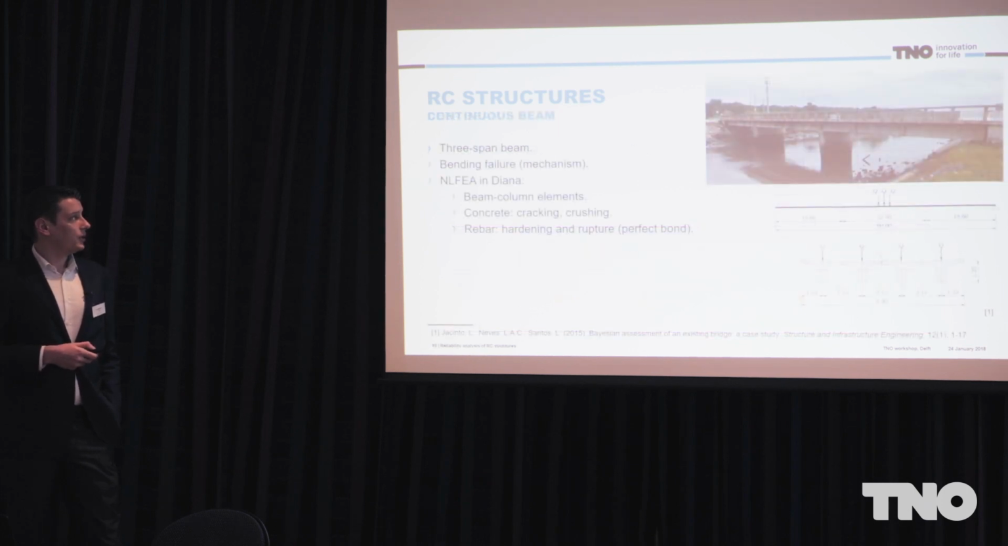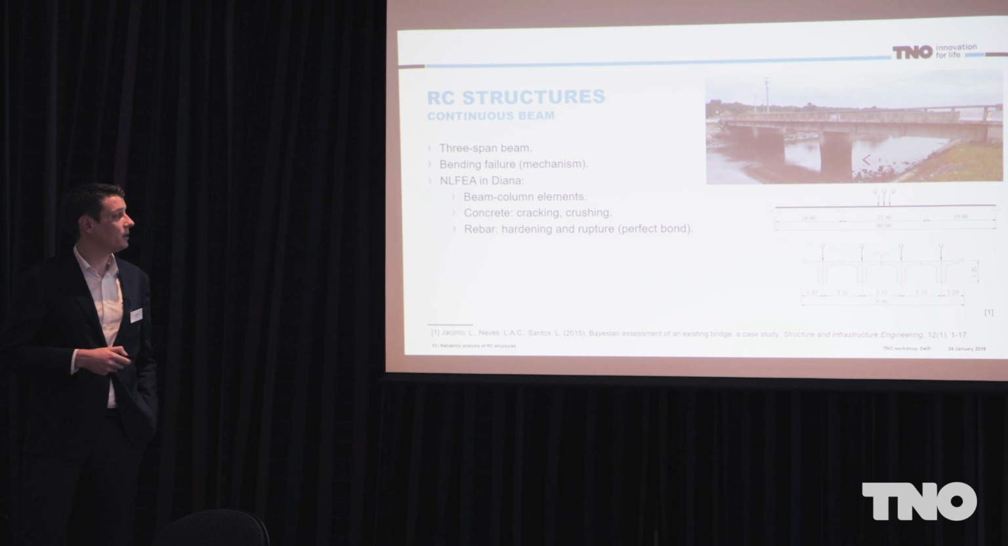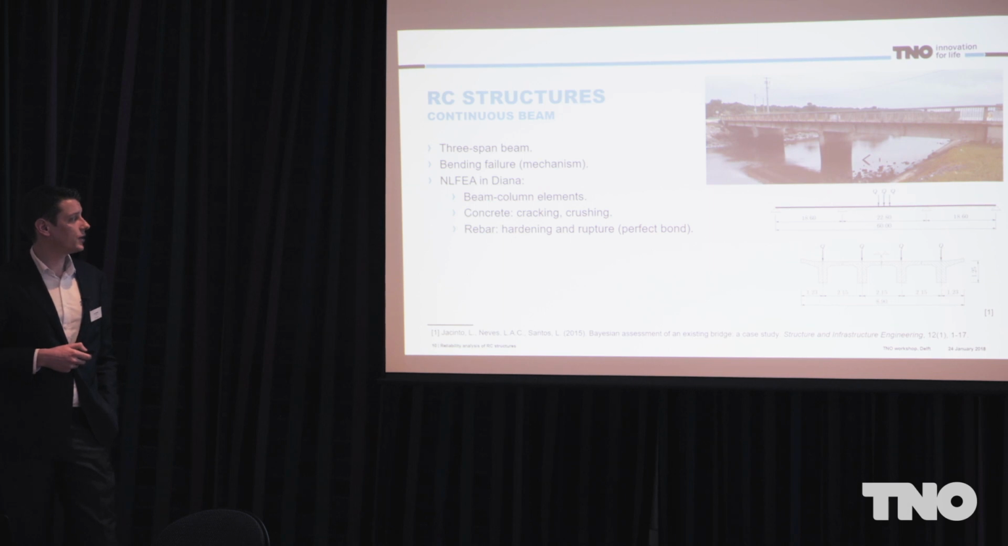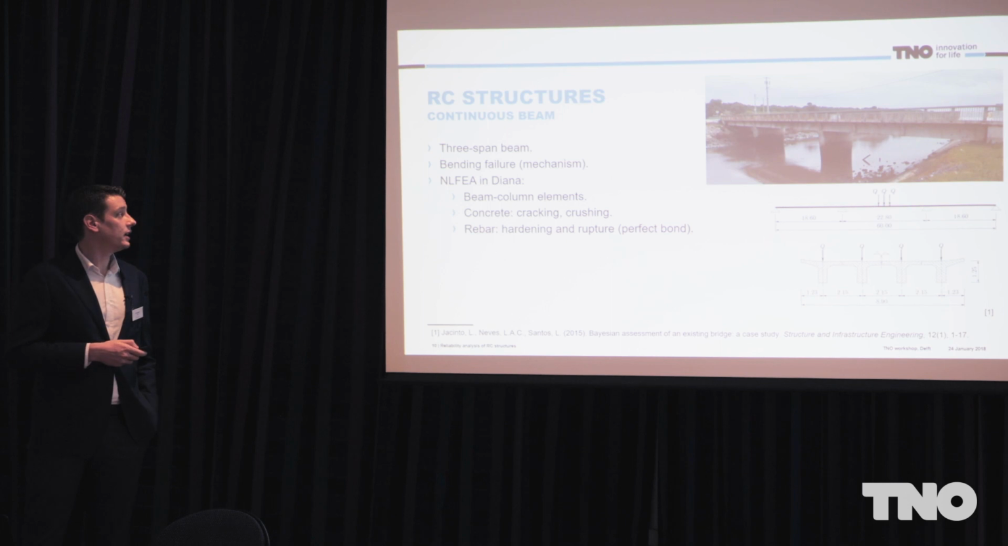Another example is a continuous beam. This is a real structure located in Portugal. We considered this simplified analysis, just having this three-span structure subjected to traffic load. The dead load was also considered, but as a deterministic action. The model consists of beam column elements with embedded rebar, again perfect bond. The nonlinear material properties are again the same, and the failure mechanism is basically a plastic collapse mechanism of this continuous beam.